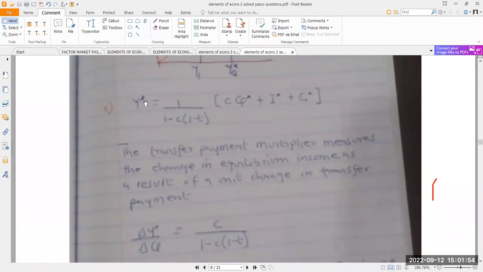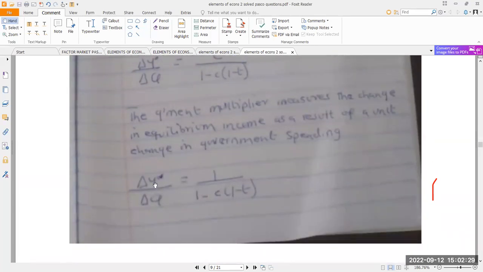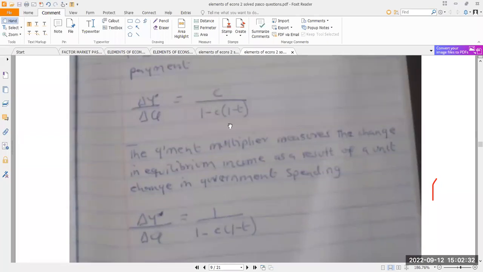Now from here, if you differentiate Y star with respect to Q star, that is changing Y star over changing Q. Okay. And I'm sure by now you know how to do differentiation. You did Econs last semester, so you should be able to differentiate this. So changing Y over changing Q will be C over (1 minus C)(1 minus T). Okay. And then if you want the government spending multiplier, changing Y over changing J will be 1 over (1 minus C)(1 minus T). That is this. So this is the government spending multiplier. This is the transfer payment multiplier.